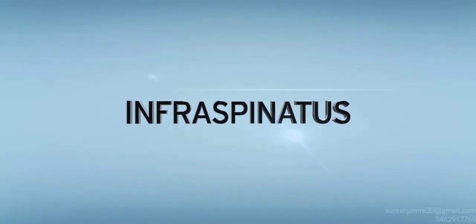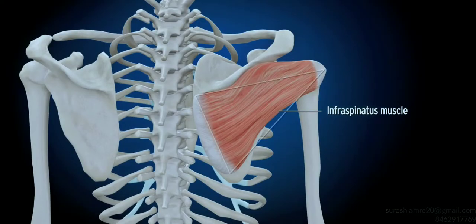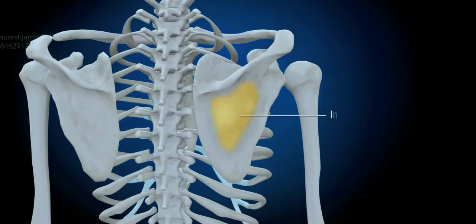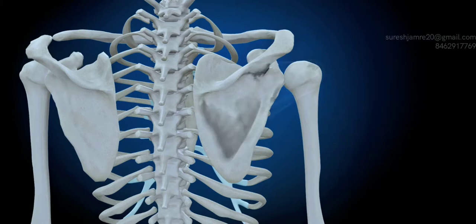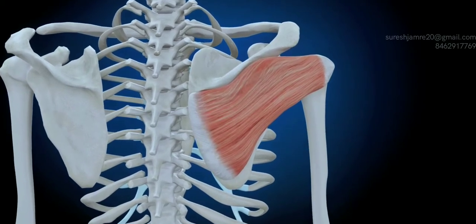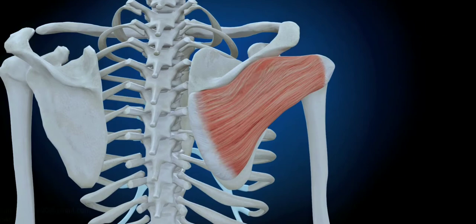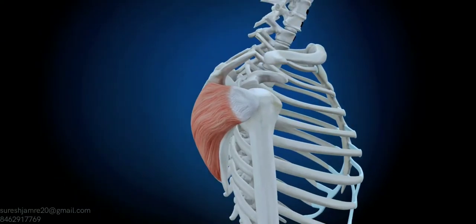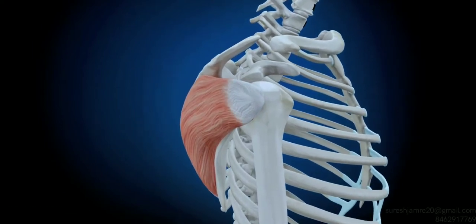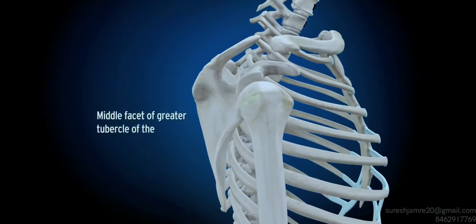Infraspinatus. It is a thick, triangular muscle which occupies most of the infraspinous fossa. Origin: it arises from the medial two-thirds of the infraspinous fossa by tendinous fibers from ridges on its surface. Insertion: fibers of infraspinatus converge to form a tendon which passes across the posterior aspect of the shoulder joint to be inserted on the middle facet of the greater tubercle of the humerus.